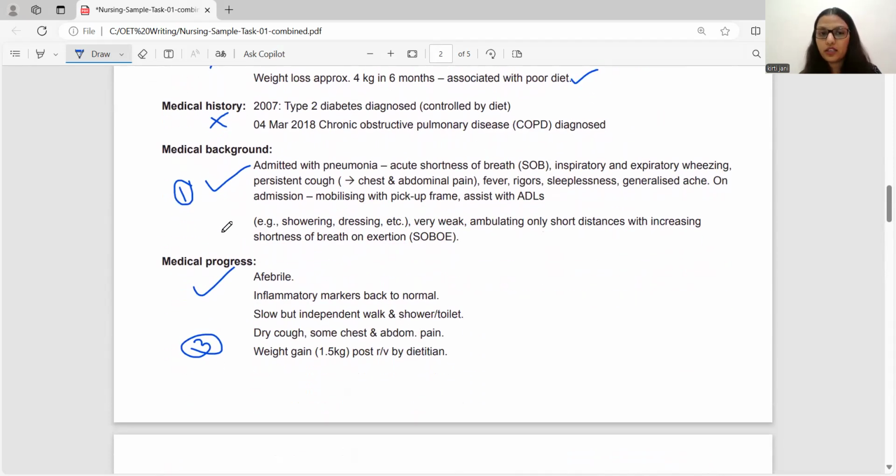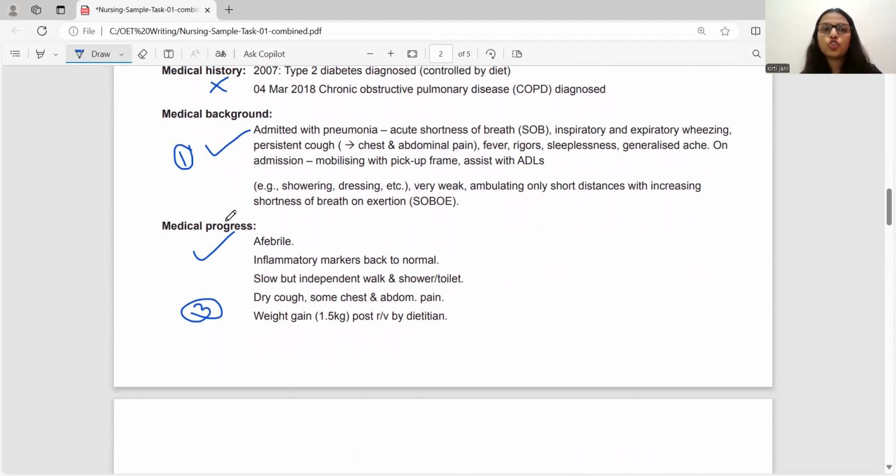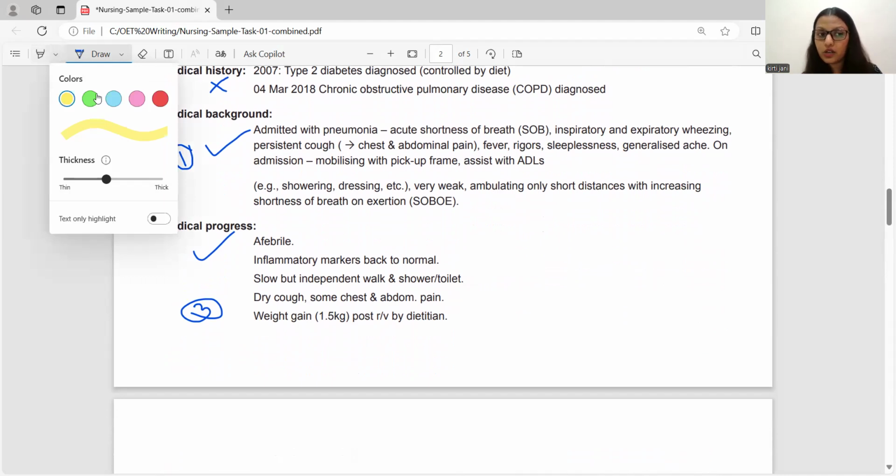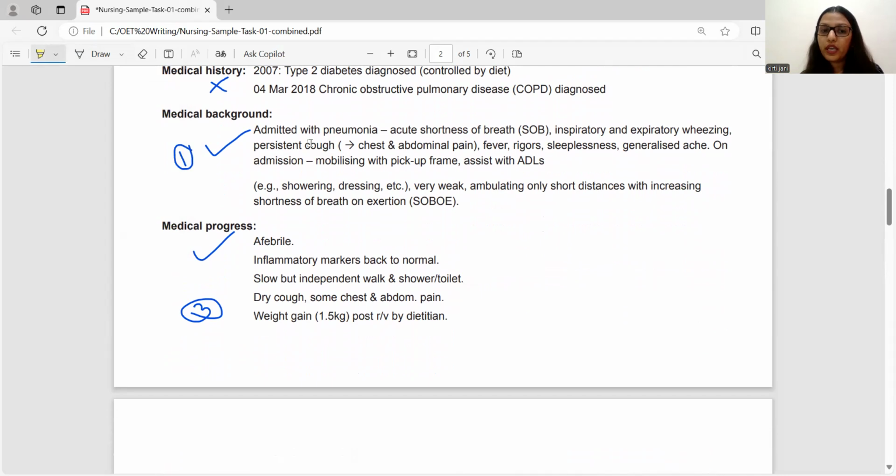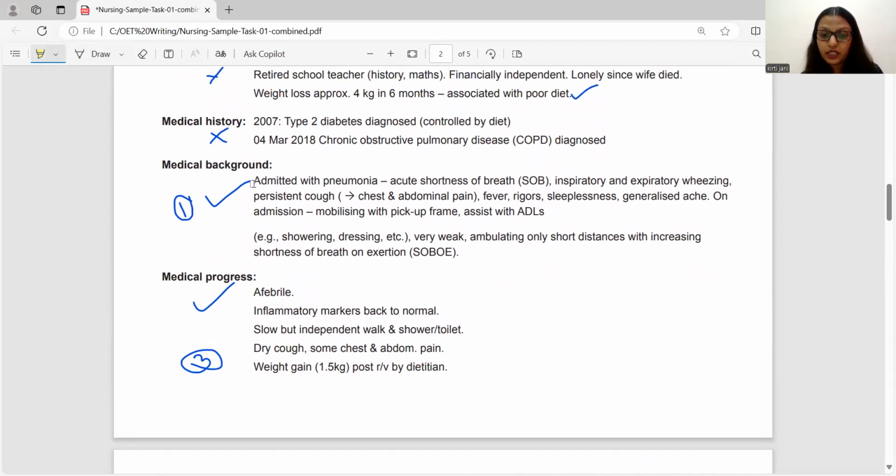organization. But if I am planning to secure B and above, I would love to play with this information. So what can I do? Now let me select with the different colors so that I can help you to understand how I separate the information. So here I will begin with admitted with pneumonia and all pneumonia related complaints.